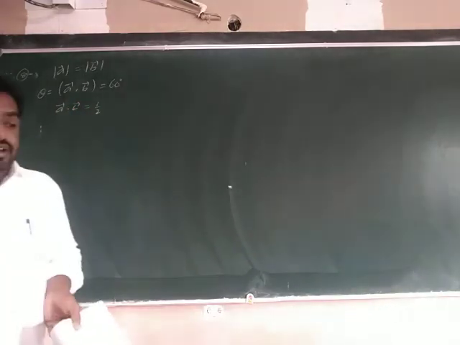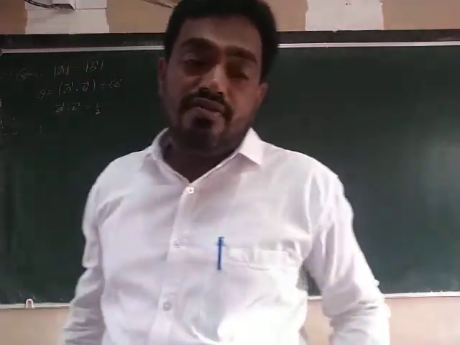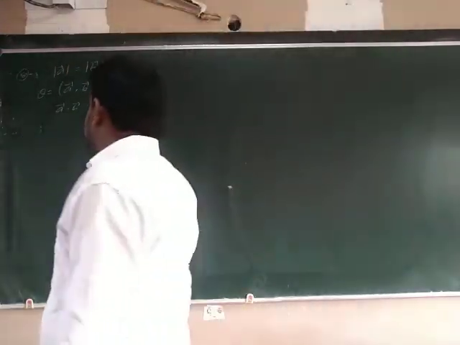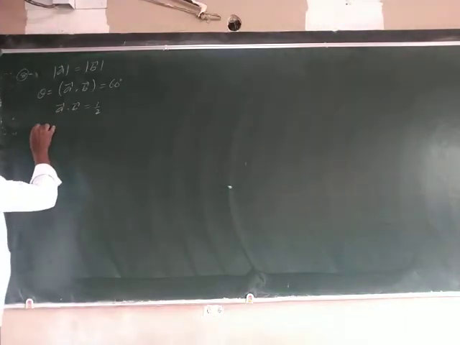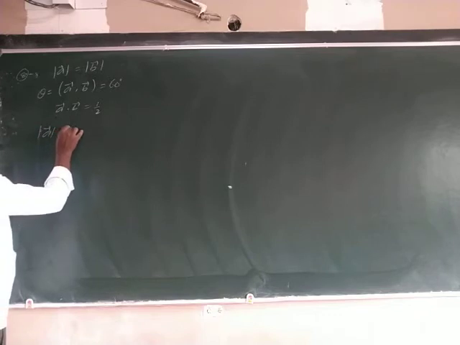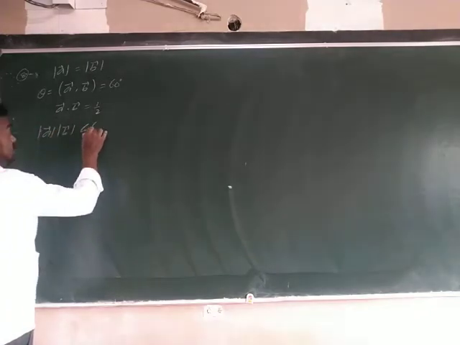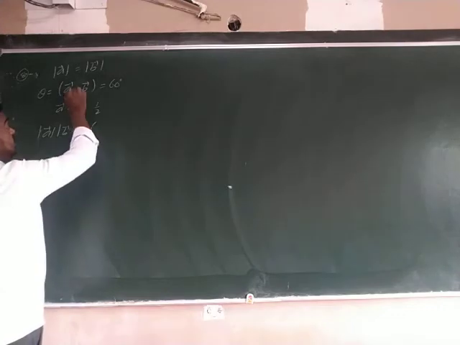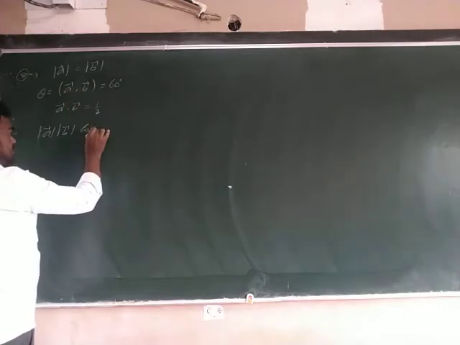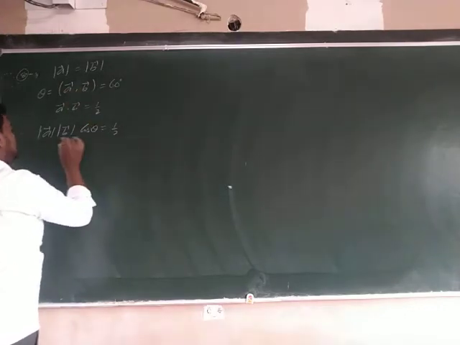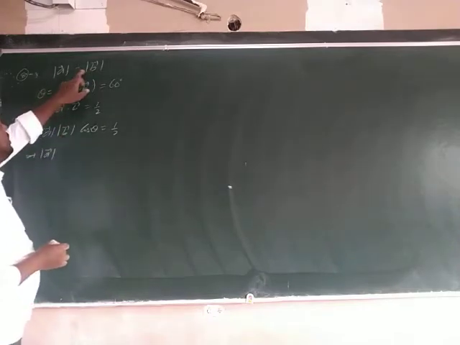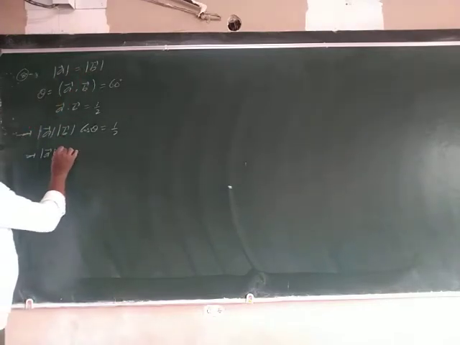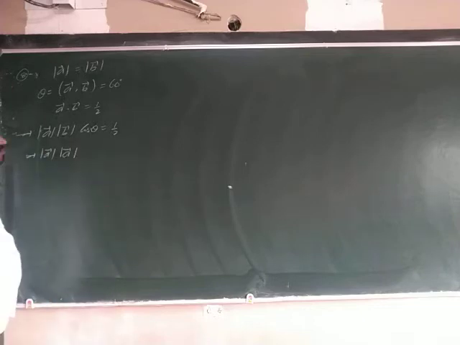So what are we finding here? The magnitude of the vectors A and B. This is the given information. A dot B is equal to what? Magnitude of vector A into magnitude of vector B into cos of the angle between A and B, that is cos theta, which is equal to 1 by 2. That is magnitude of vector A into magnitude of vector B, nothing but magnitude of vector A squared, because A and B have the same magnitude.